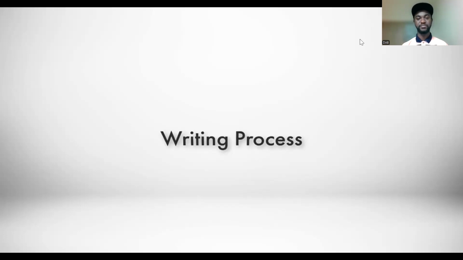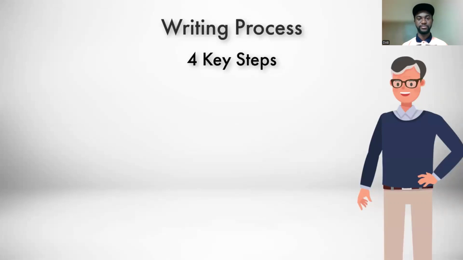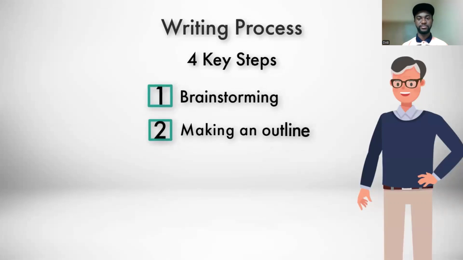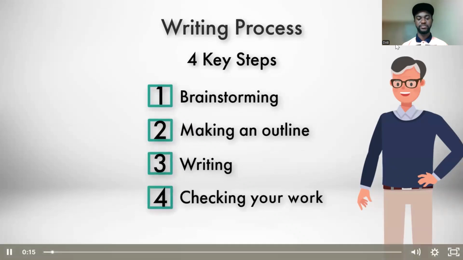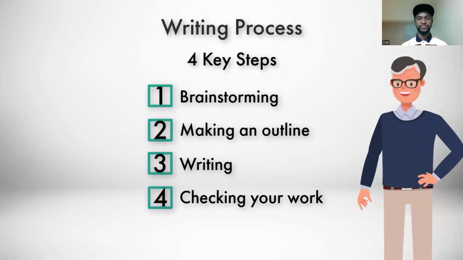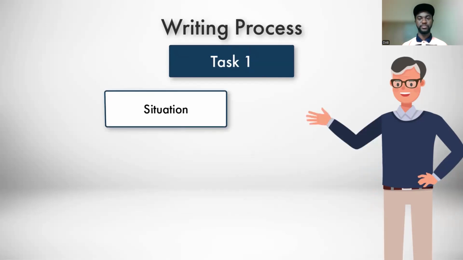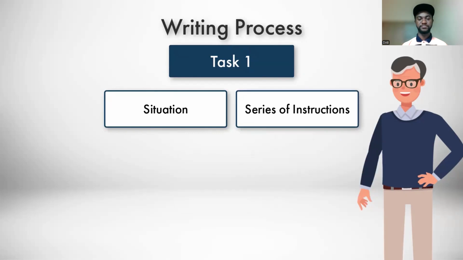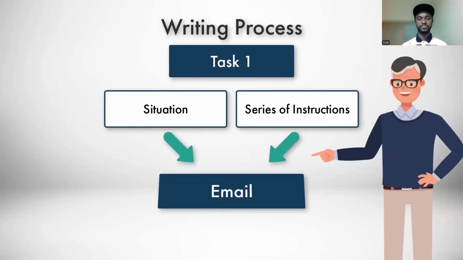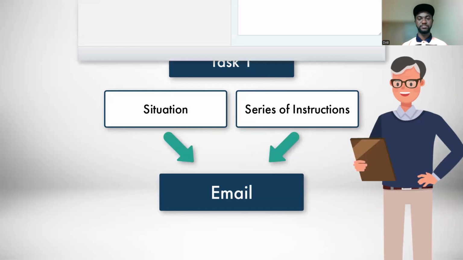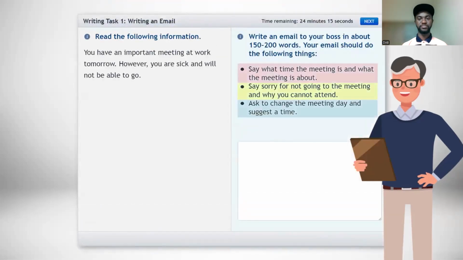We discussed 4 key steps in the writing process: brainstorming, making an outline, writing, and checking your work. In this video, we are going to demonstrate how these 4 steps can be applied to task 1 of the writing test. In task 1, you will be presented with a situation and a series of instructions explaining what you should include in an email. Let's take a look at an example. Notice that there are 3 main instructions in this example. The number of instructions can vary in task 1, but there will generally be 3 to 4 of them.